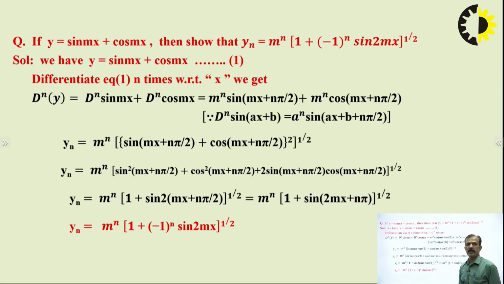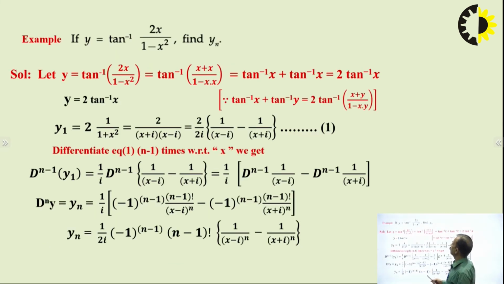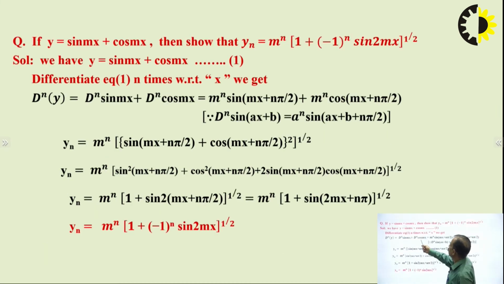Now we differentiate equation 1 n times with respect to x, because we want to find the value of the nth derivative of y. So we use d raised to the power n for finding the nth derivative on both sides. So d raised to the power n of y equals d raised to the power n of sin mx plus d raised to the power n of cos mx.